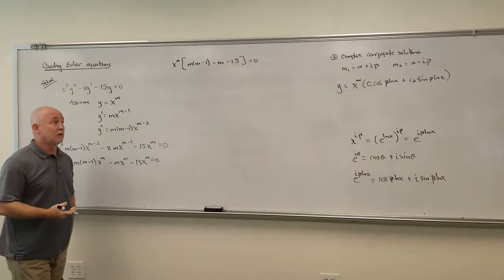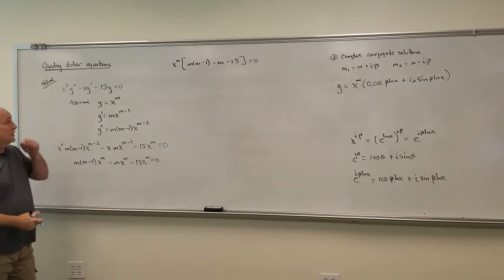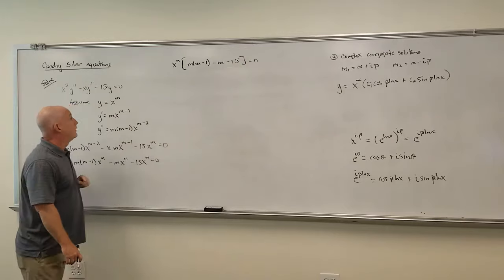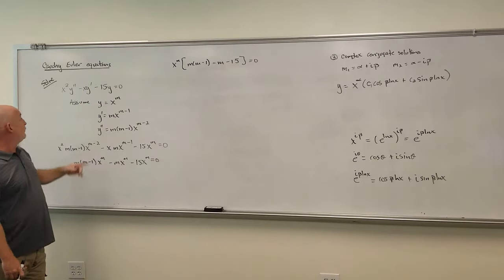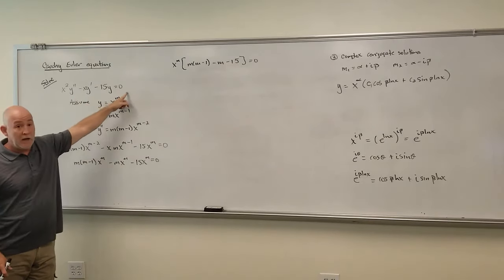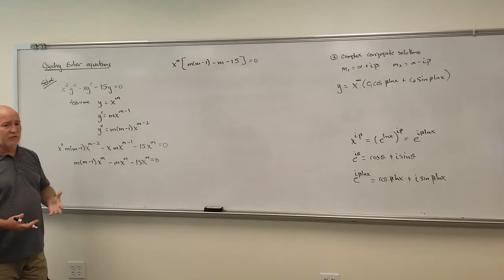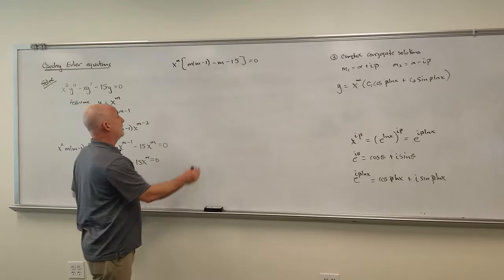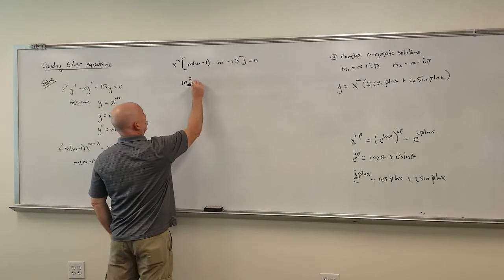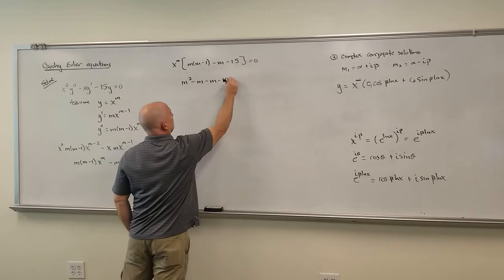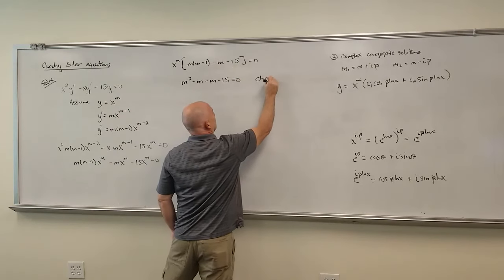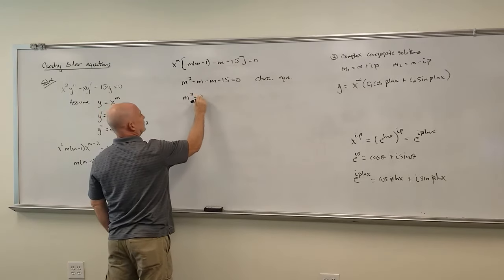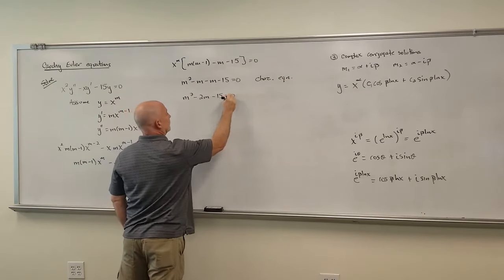Now we could technically divide out that x to the m, because the only way x to the m is equal to 0 is if x itself is 0. But if x is 0, that means that y has to be 0. That's the trivial solution, and we're not interested in that. So at this stage, you can either factor it out or divide it out, but you're going to end up with m squared minus m minus m minus 15 equals 0. We end up with a characteristic equation, which is m squared minus 2m minus 15 is equal to 0.